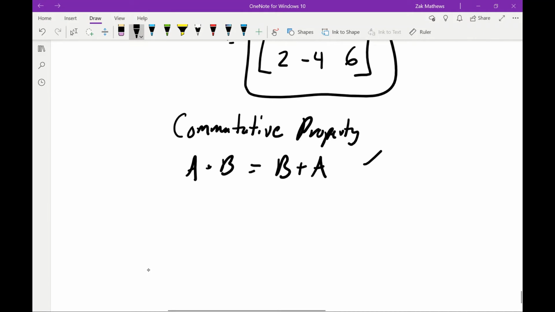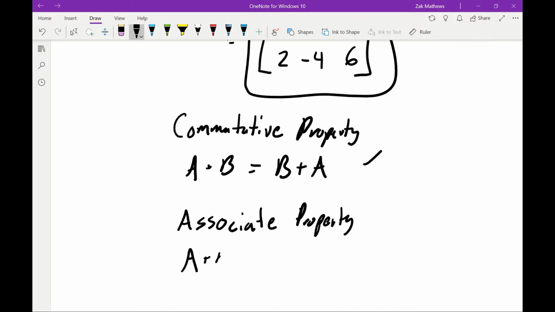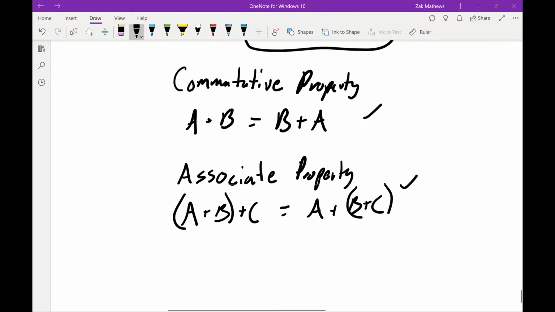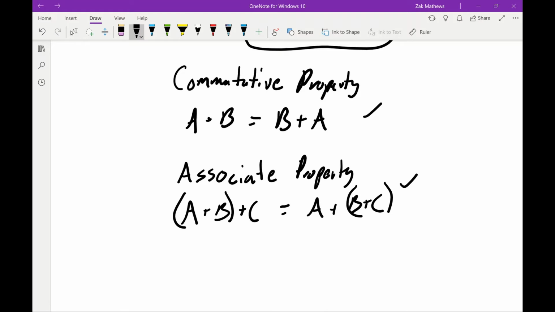The associative property. As long as matrices can be added, it does not matter the order in which I add those. So if I have A plus B plus C, I could have also said A plus B plus C, and then of course I could reorder those. That is still true. I still have an additive inverse.